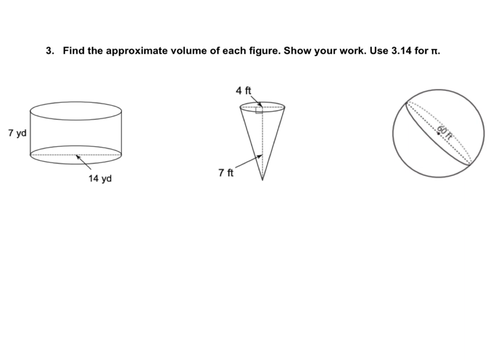Okay, moving on to set 3, or number 3 here, we're going to find the approximate volume of each figure, and this time we're going to use 3.14 for pi. Again, get in some good habits, write down all of your formulas. So cylinder is pi r squared h. And now substitute in, show the numbers that you're multiplying.